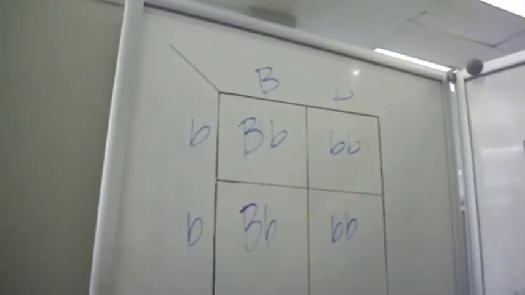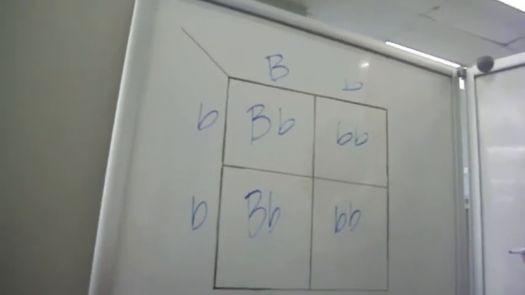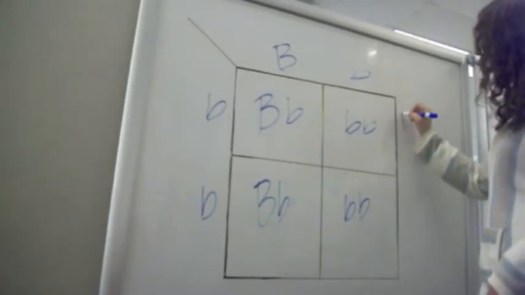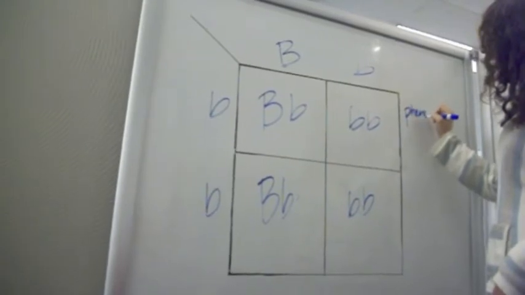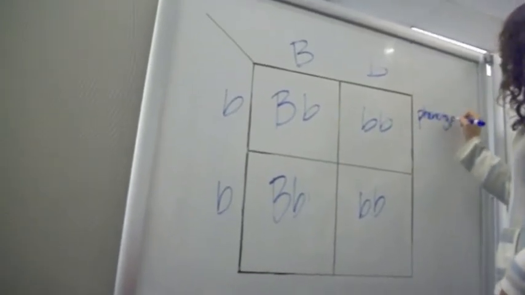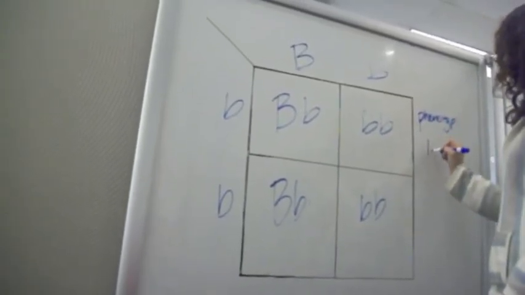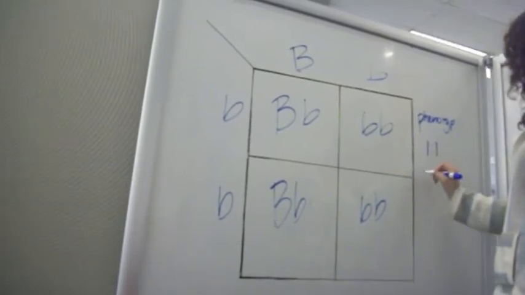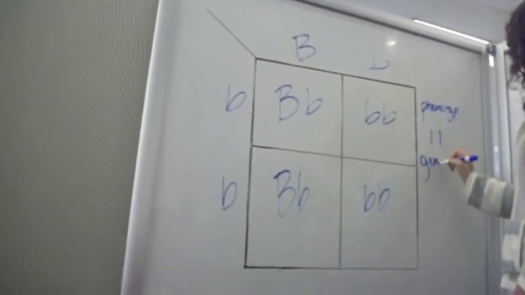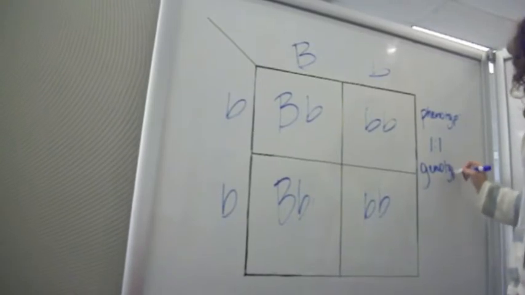So this time, the results show 2 brown eyes and 2 blue eyes. The phenotypic ratio is 1 to 1. We also have 2 heterozygous for brown eyes and 2 homozygous for blue eyes, giving a genotypic ratio of 1 to 1.